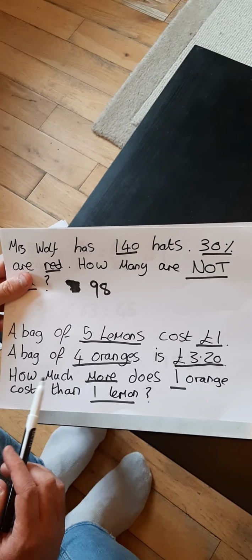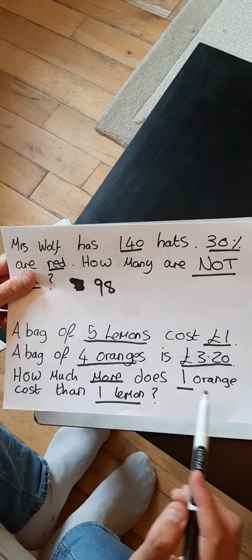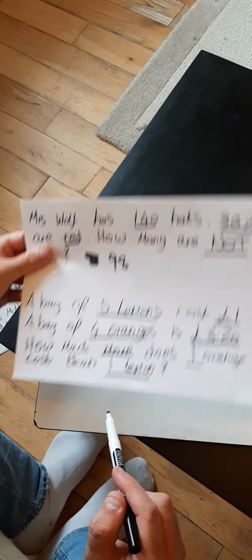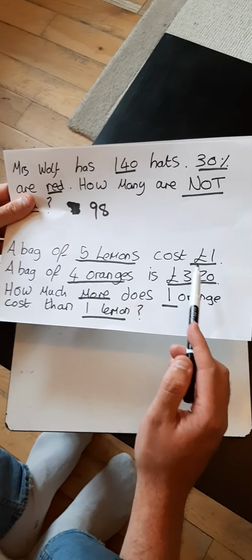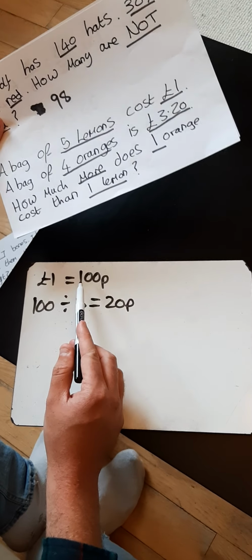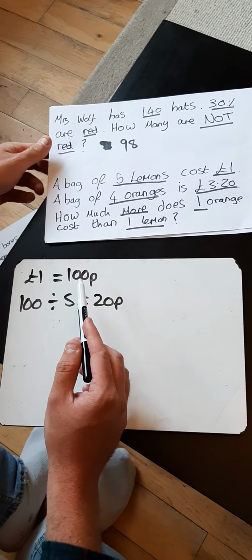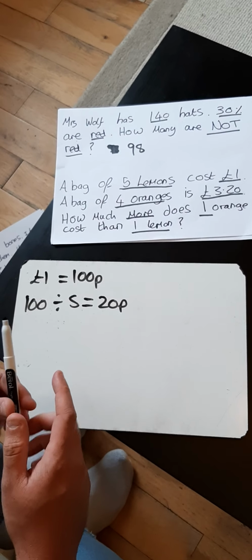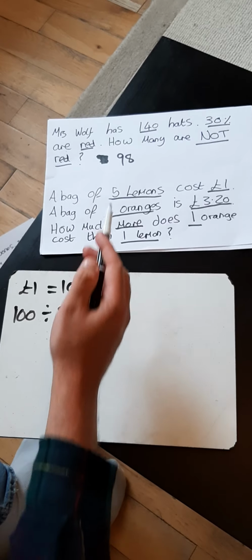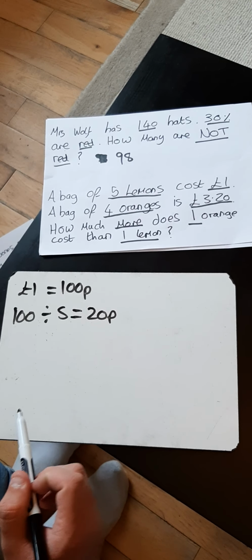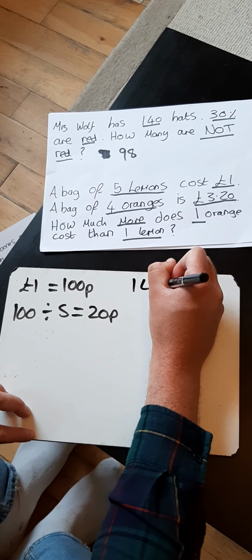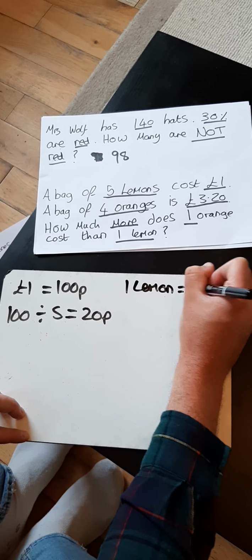Okay, so a bag of 5 lemons cost £1. Bag of 4 oranges is £3.20. How much more does 1 orange cost than 1 lemon? Okay, so first things first, I need to convert the £1 to 100 pence because we know that £1 is equivalent to 100 pence. And I need to find out how much 1 lemon costs. So we've got 100 pence, we divide it by 5 because there are 5 lemons, and that gives us 20p. So we know that 1 lemon is 20p.